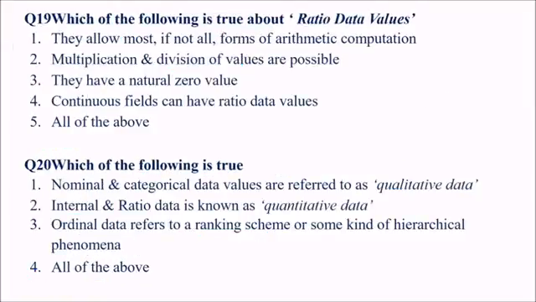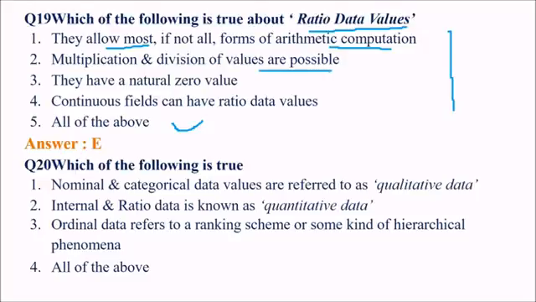Now, which of the following is true about ratio values? Ratio values. So options are here for you. Read them very carefully and try to answer. The answer, you guessed it right, is all of the above, because ratio data values allow most, if not all, forms of arithmetic computation. Multiplication and division of values are possible. They have natural zero values also. Continuous fields can have ratio data values.